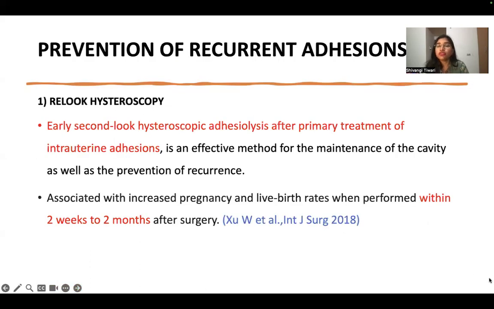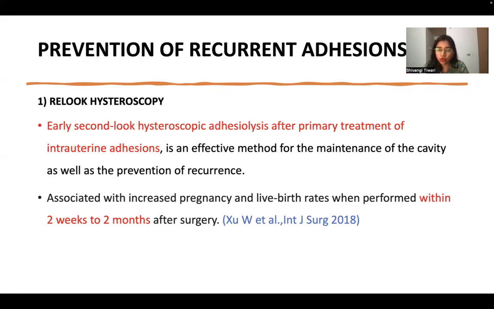So, prevention of recurrent adhesions. First method is we can do relook hysteroscopy. Early second look hysteroscopic adhesiolysis after primary treatment of intrauterine adhesions is an effective method for the maintenance of the cavity as well as the prevention of recurrence.